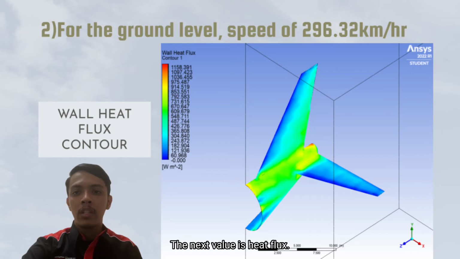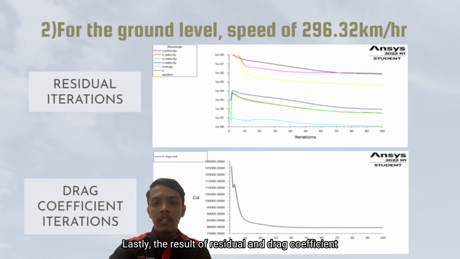The next value is heat flux. The heat flux value is between 1158.391 and 60.968 watt per meter cube. Lastly, the residual and drag coefficient of the airplane decrease as the iterations increase.